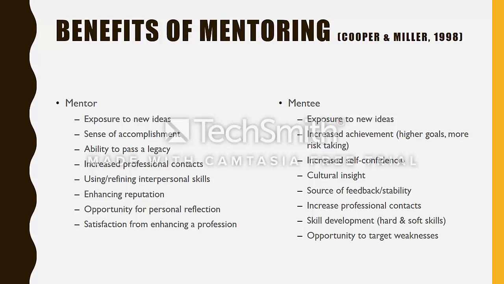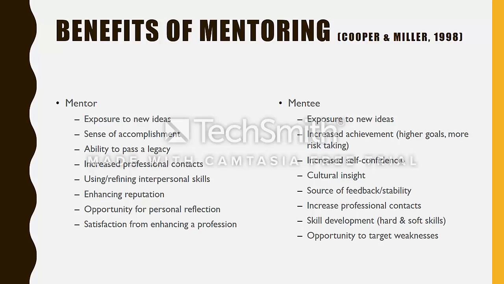As well, for the mentor is the opportunity for a sense of accomplishment out of serving as a mentor. The mentor's ability to pass on their legacy, the mentor's ability to increase their own professional contacts through getting to know their mentee and developing that relationship, as well as using and refining their own interpersonal skills, enhancing their own reputation, having an opportunity for personal reflection themselves, and then obviously some satisfaction from enhancing their own profession should they mentor someone within their own occupation or profession.